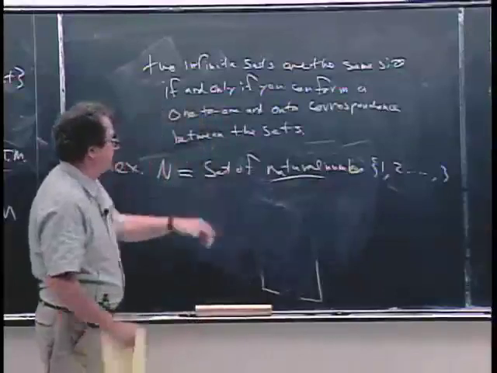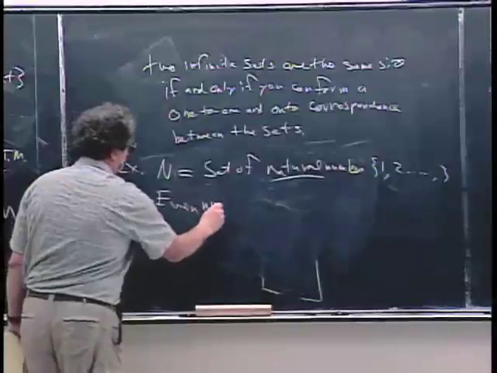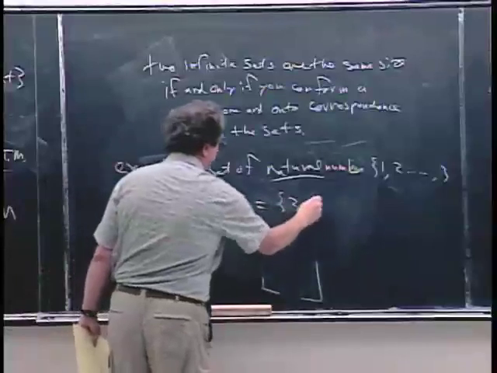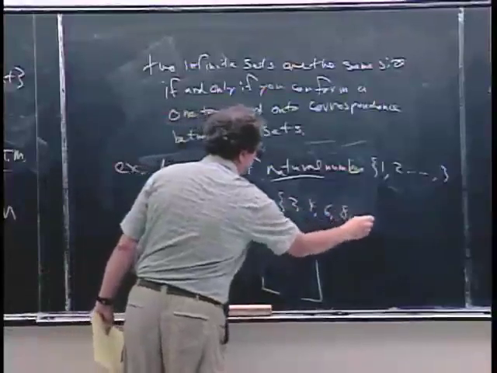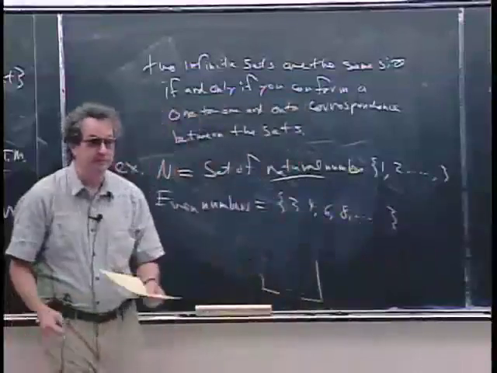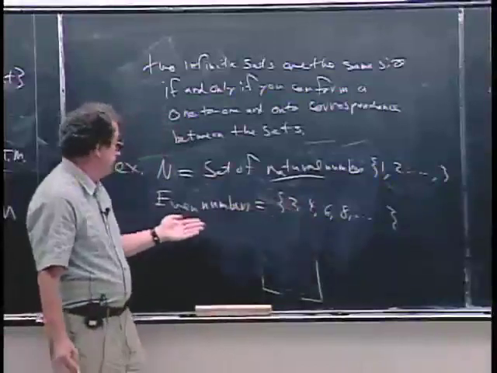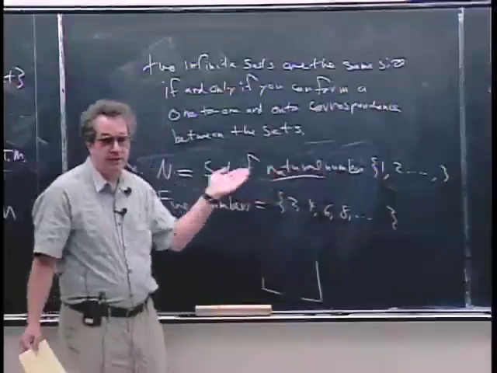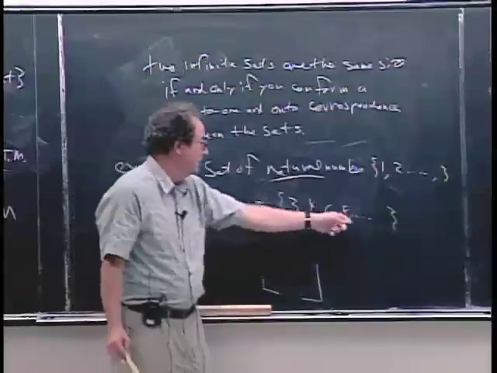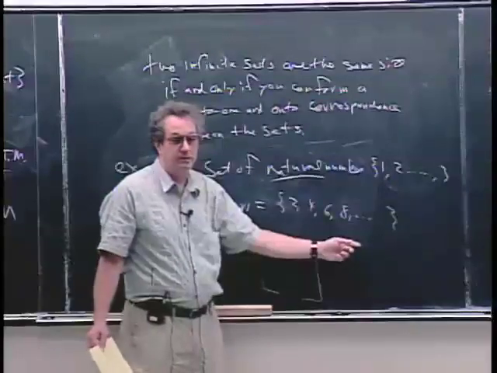All right, the set of all natural numbers, and the even numbers, well, that's 2, 4, 6, 8, and so on. Well, they're both infinite, right? And at first glance, it looks like this is a bigger infinity, because every element in here is in there, and yet there are some elements in here that are not in there.